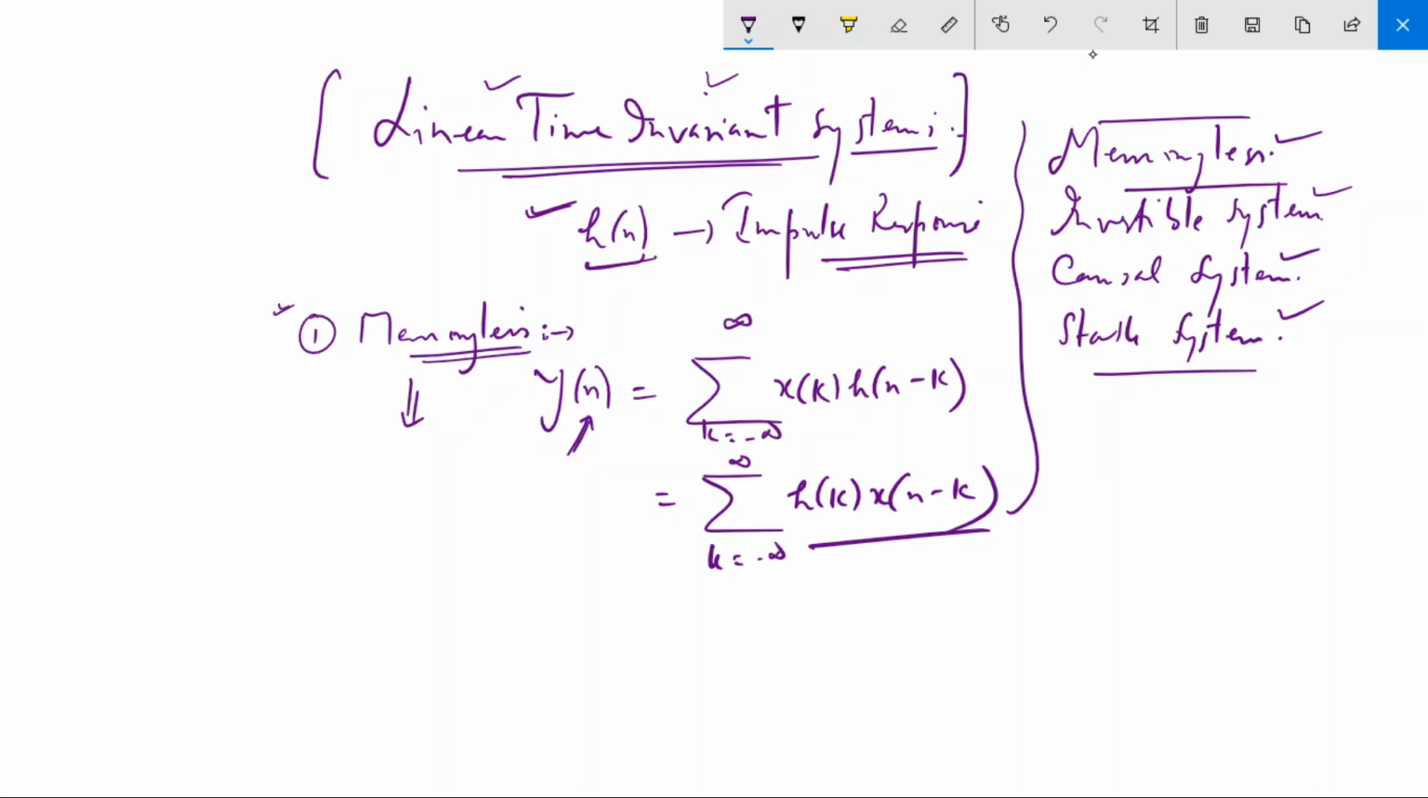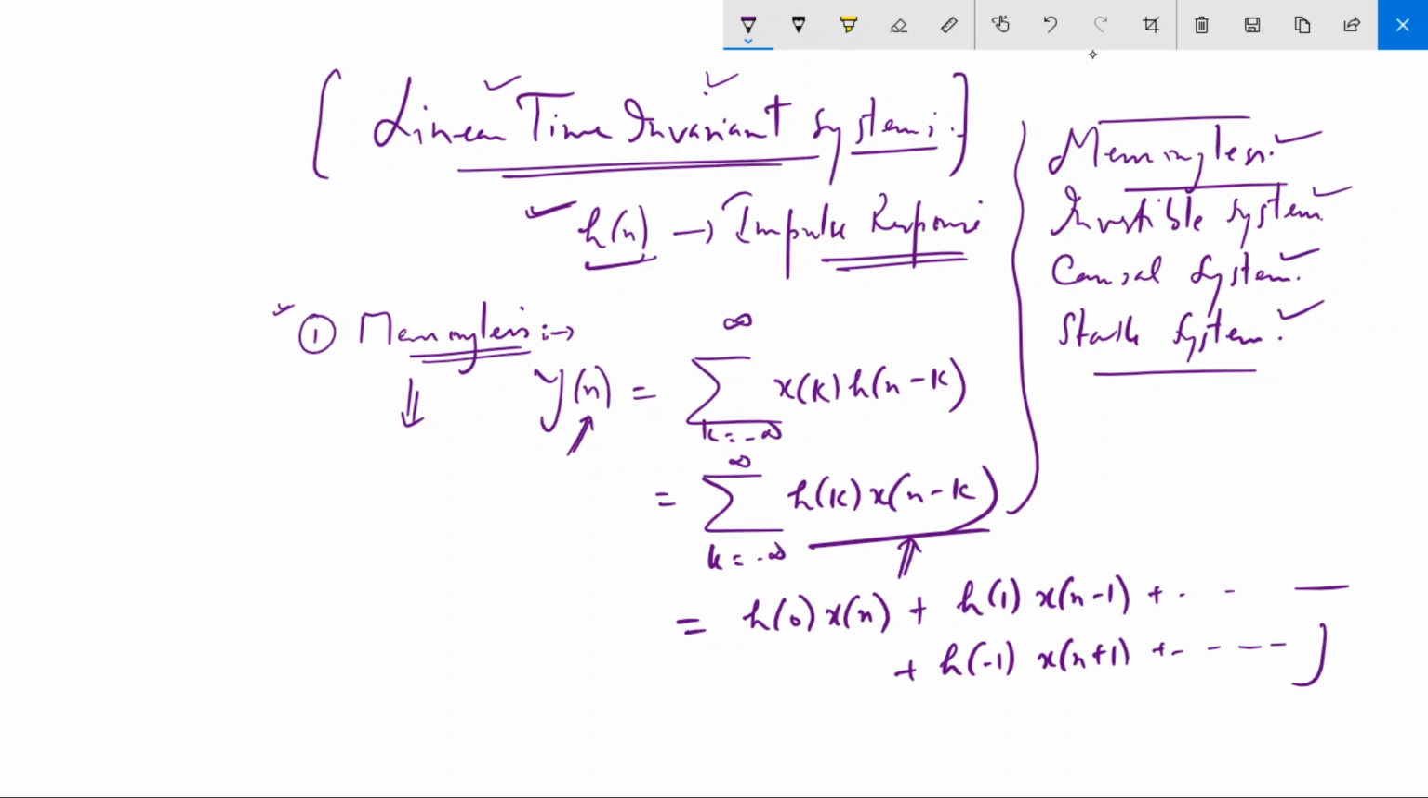But if you see this equation, it contains the present input, the past input, as well as the future input values. Because if you expand this equation, you are going to get h[0] x[n], then h[1] x[n-1], and so on, and similarly h[-1] x[n+1], and so on. Okay. So this is the present input x[n]. x[n-1] is your past input, x[n+1] is your future input, and so on.